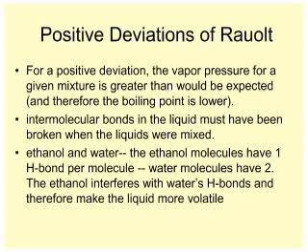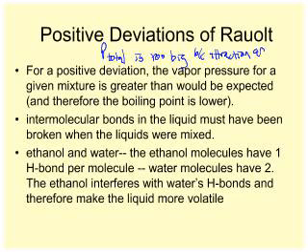For a positive deviation, the vapor pressure for a given mixture is greater than would be expected. So your P total is too big. Now, why would that happen? Well, that means that attractions have to be less. And why would attractions be less? The intermolecular bonds in the liquid must have been broken when the liquids were mixed.